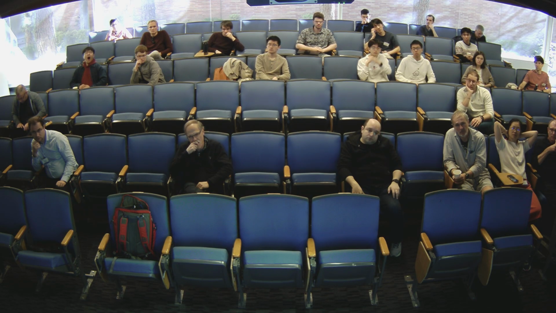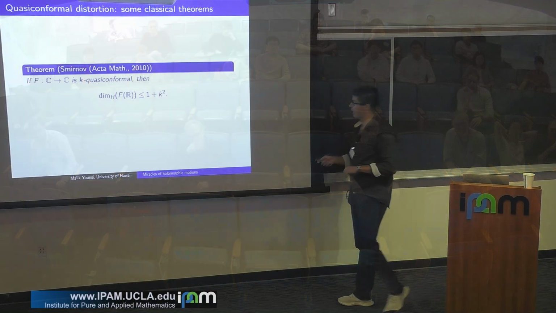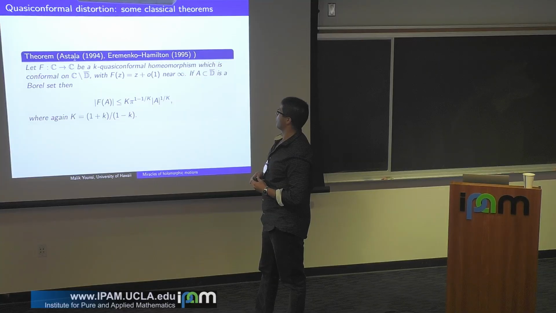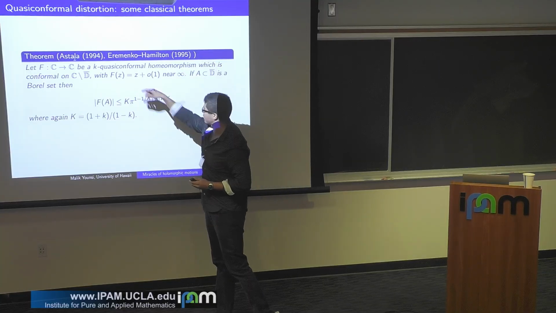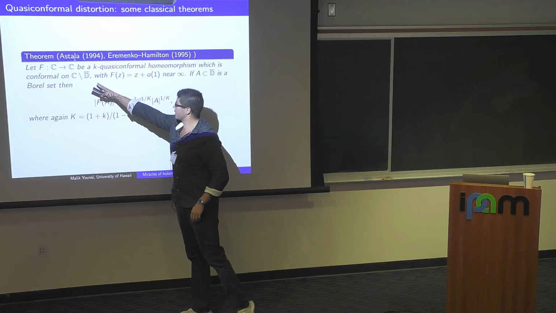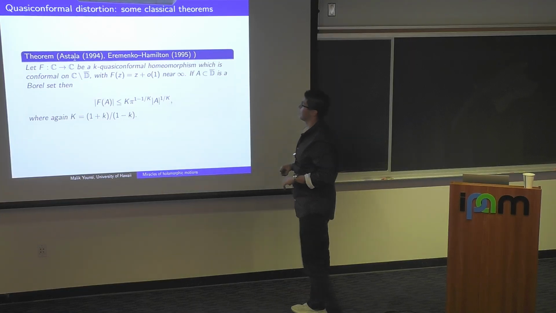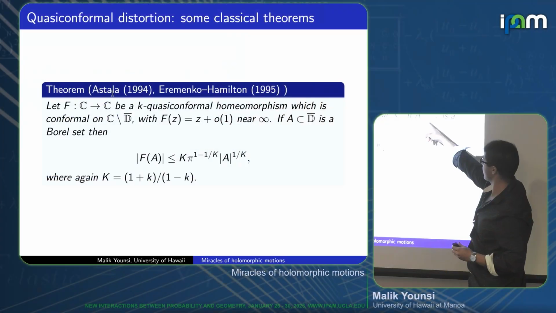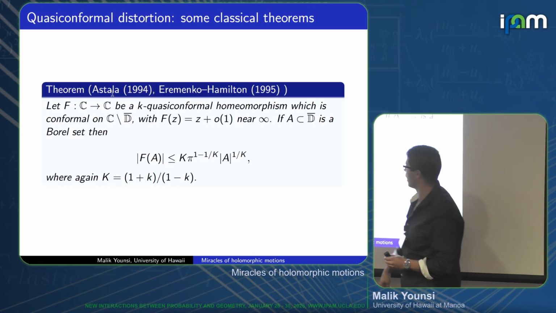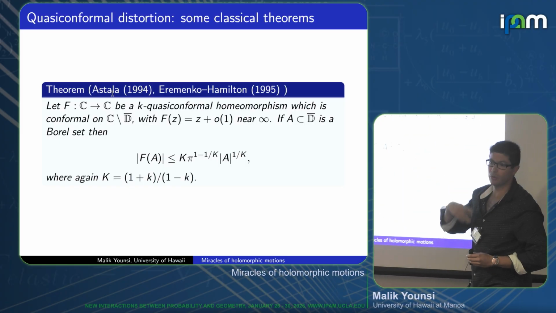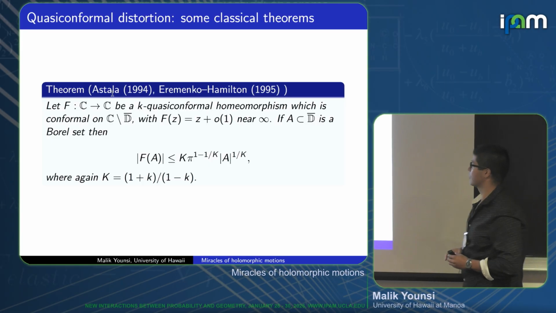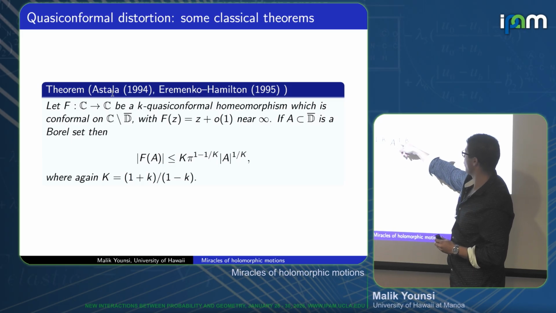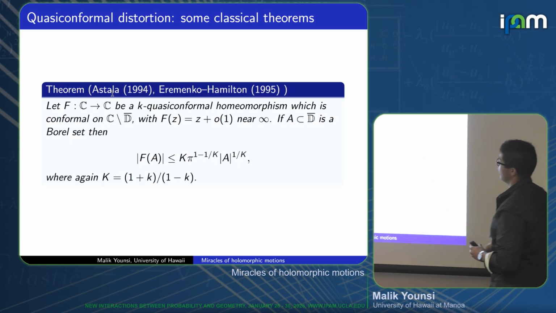And then let me present another distortion theorem, this one about area. That's a theorem that was proved by Astala, where the setting is the following. We start again with a k-quasiconformal map, but we have the additional assumption that it has to be conformal outside of the disk and normalized in the following way. If you start with a set inside the disk, a Borel set, then you can quantify how much the area can change when you apply your quasiconformal mapping. It changes in terms of the area of the set that you started with. There's some power, 1 over k, and then there's a constant here.